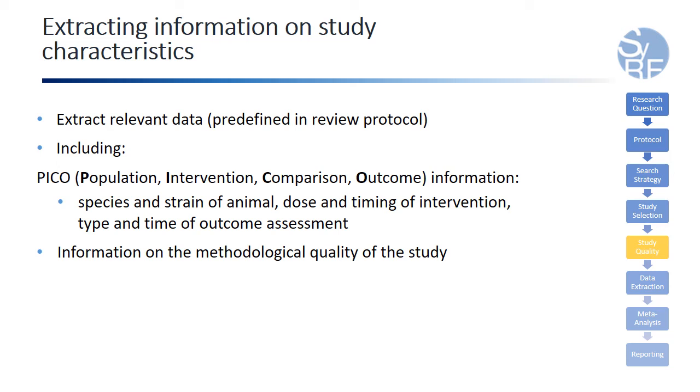The data you extract may include information on PICO, so the population, intervention, comparison and outcome, and this may include details of species and strain of animal, dose and timing of intervention, and the type and time of outcome assessment. We would also take out information on the methodological quality of the study, and in this context, when we consider study quality, we're assessing the methodological and reporting quality, so how the study was done and how well it was reported. Understanding the quality of the evidence that goes into a review is vital to the interpretation of the findings.